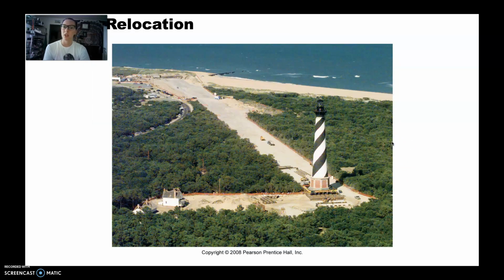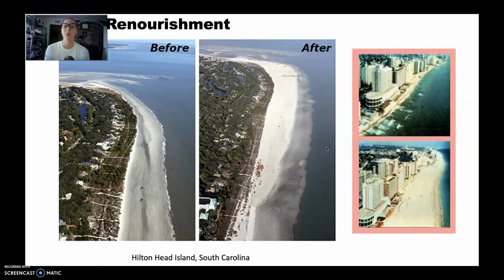The next one is relocation. This, as you can probably imagine, is a bit more on the expensive side. So you can relocate things like lighthouses or homes or businesses. Generally not the greatest thing to do, right? Because if you're moving a whole structure, it can be a lot. But it's not, in my opinion, as silly as this last one, which is renourishment.